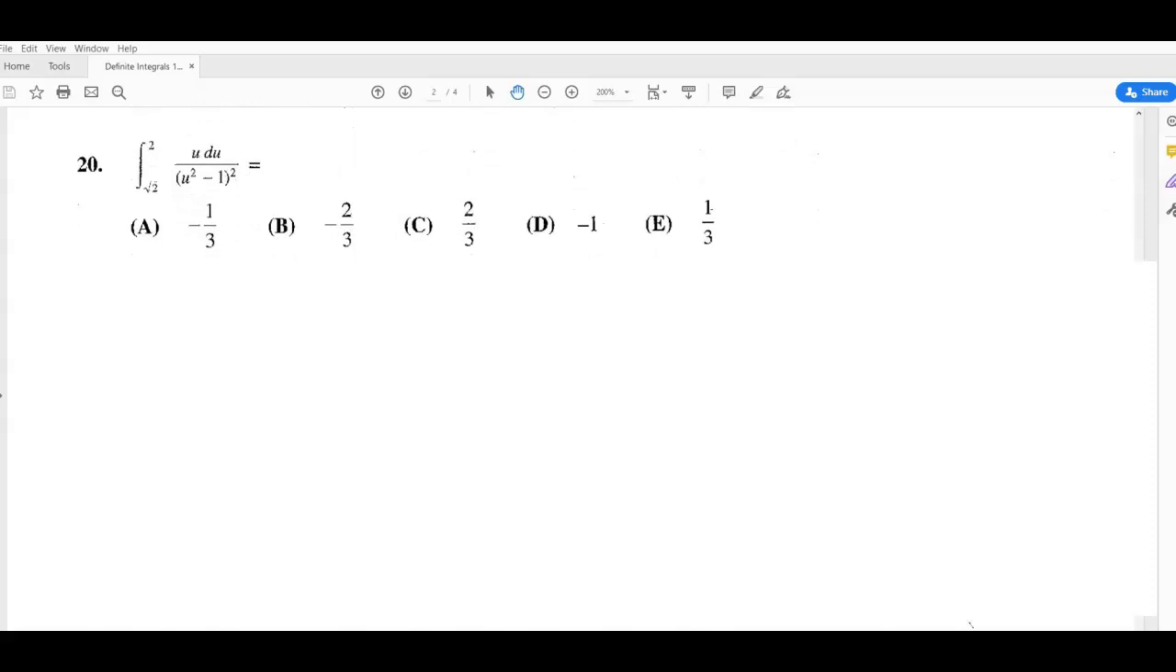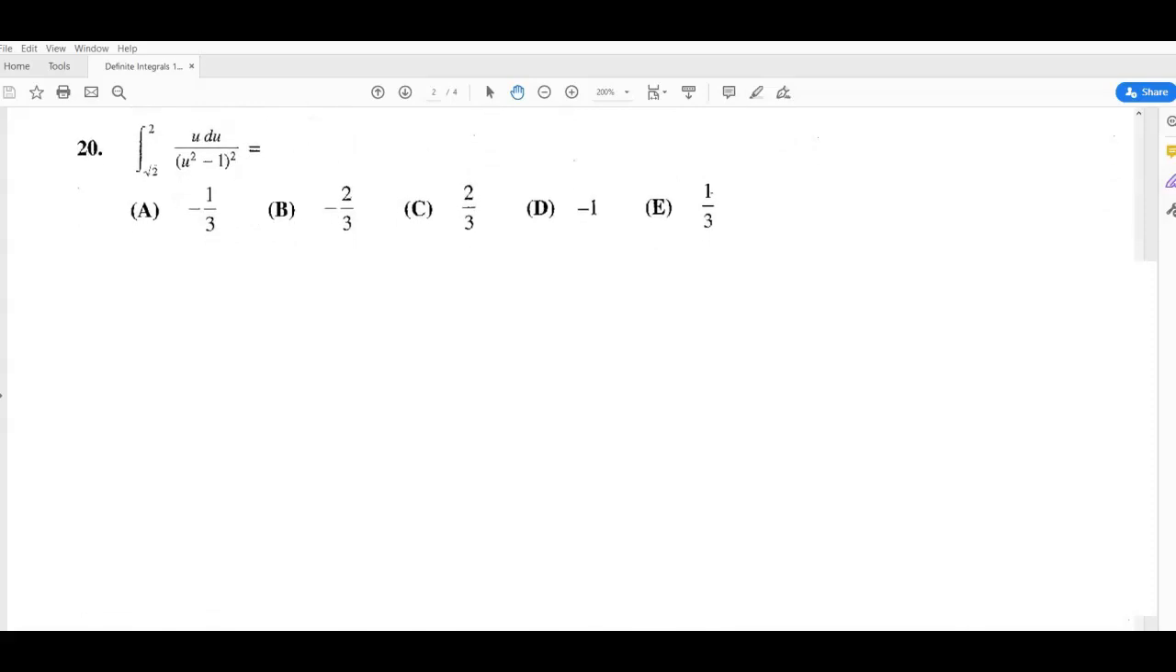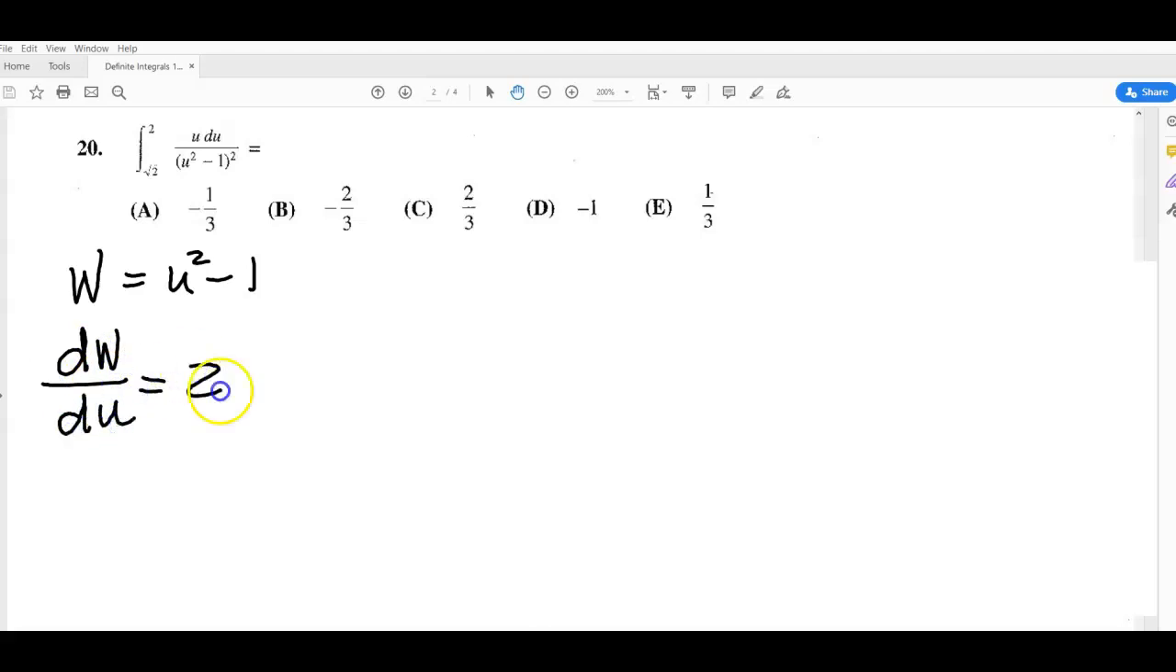All right. Number 20. Same problem almost. My w is going to be the bottom of the fraction like usual. The derivative of that is going to be 2u. dw over 2u gives me du.